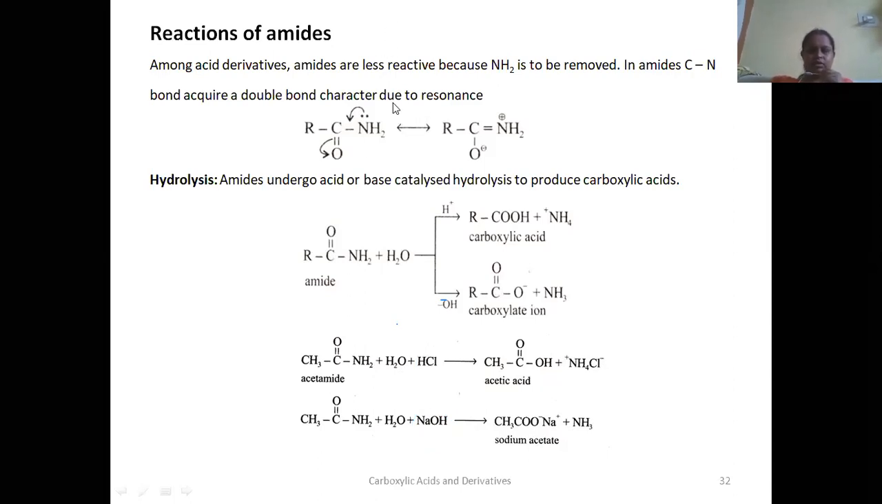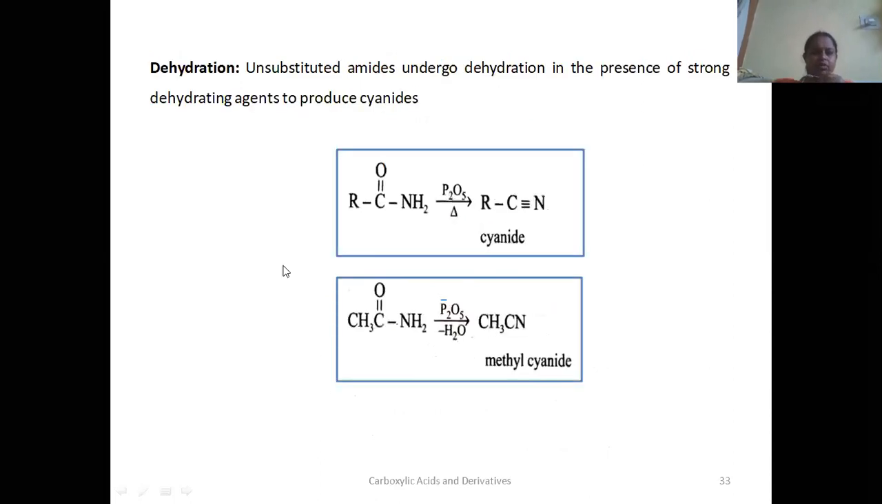Now the last one is esters. One more reaction is there, that is dehydration. When you heat this amide group, water is eliminated, forming a nitrile group. The oxygen and these two hydrogens are eliminated as H2O, and you will get R C triple bond N. A new functional group is formed here. What is this functional group? This is cyanide, also known as nitrile.